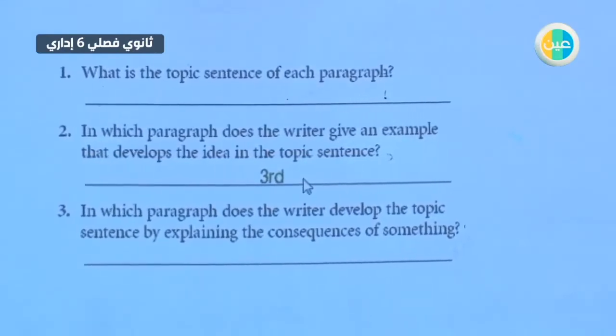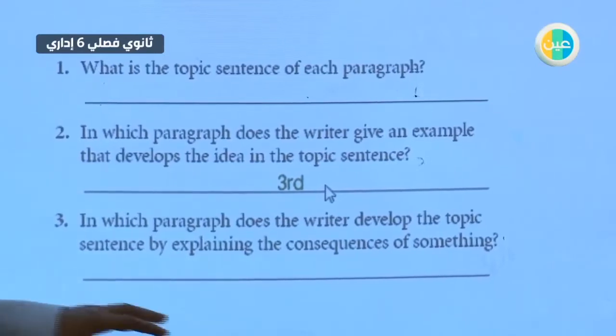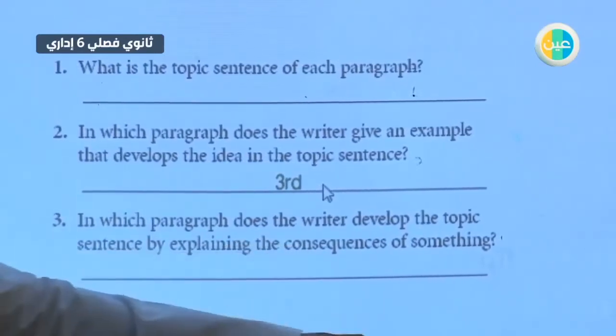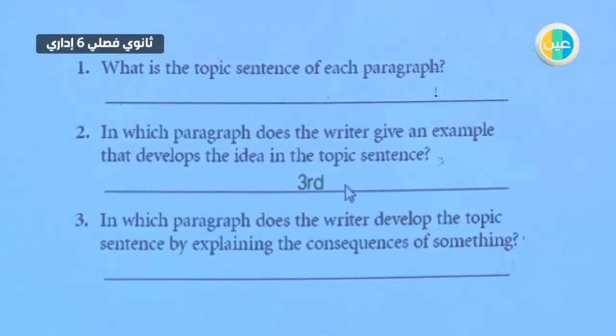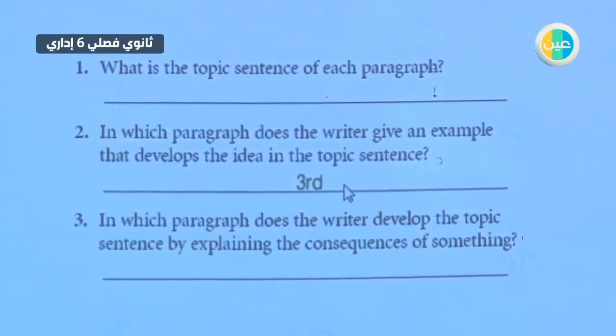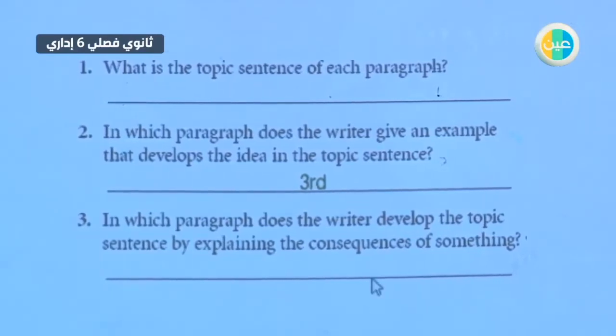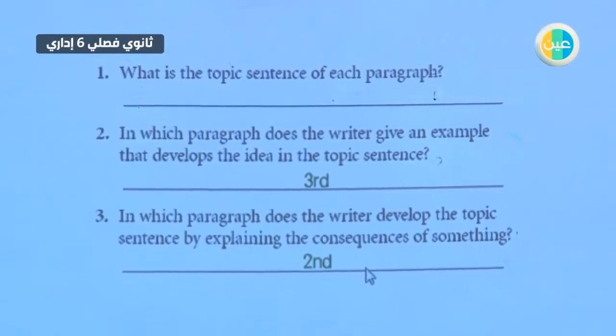In which paragraph does the writer develop the topic sentence by explaining the consequences of something? So here the consequences are the result. A cause, and the result will be based on this cause, which is the second paragraph. Second paragraph.